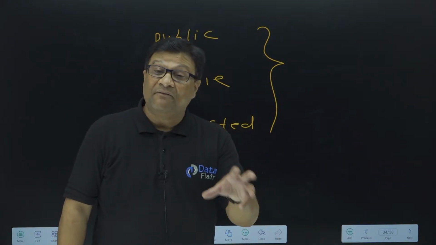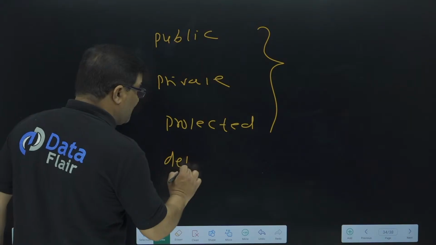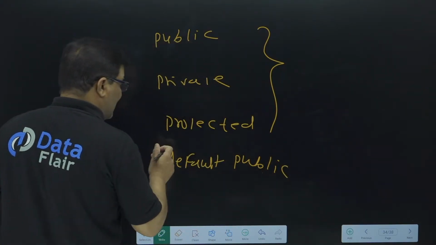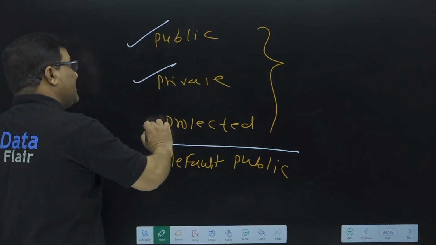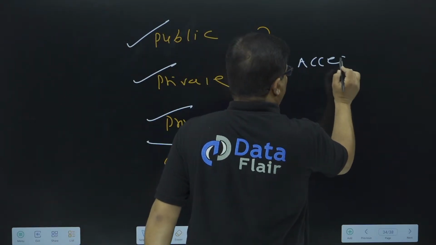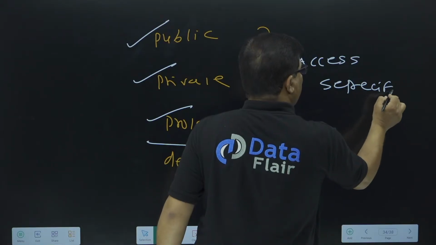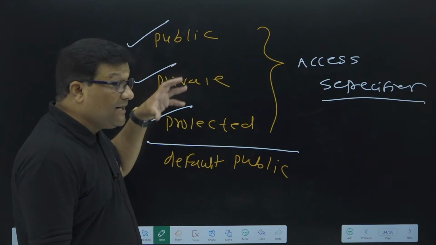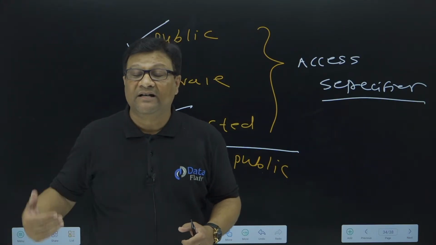The same we have in Java, but in Java one more is added. In Java we have a default public also. I'll explain it to you. So this one was newly added in Java. So in C++ we have public, private, and protected. These are called modifiers, or you can say access specifiers. With this we can specify access to the data members of a class. In Java, we have public, private, protected, and default.